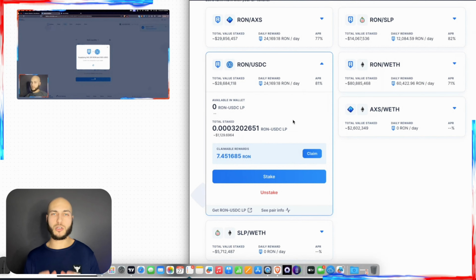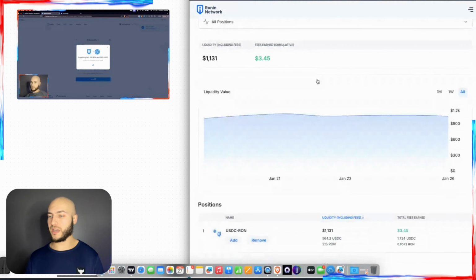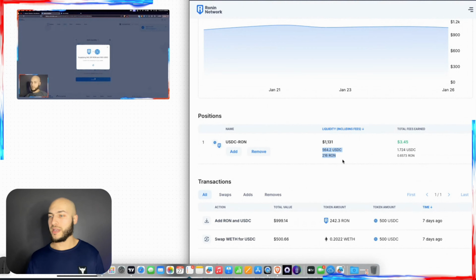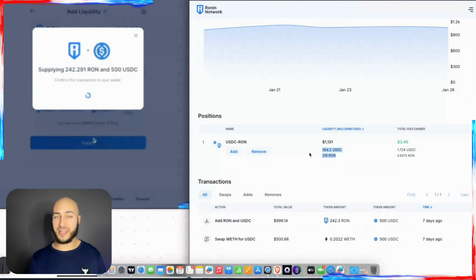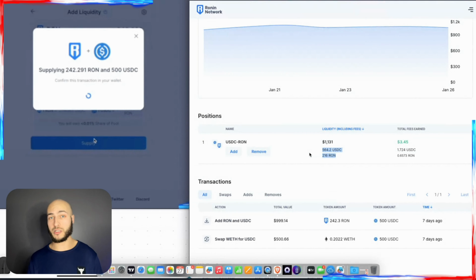So one thing to understand about a liquidity pool is that the two tokens that you put in always stay at a balance of 50-50. So in this case with RON USDC, as the RON value goes up, obviously USDC doesn't go up in value because that's what it's being compared to. So as the RON value goes up, the pool is actually selling off a little bit of that RON back into USDC. So if I look over here at the analytics side, you can see this pool right here now has $564 of USDC and 216 worth of RON, where when I added it in a week ago, it was actually 242 RON and $500 in USDC.